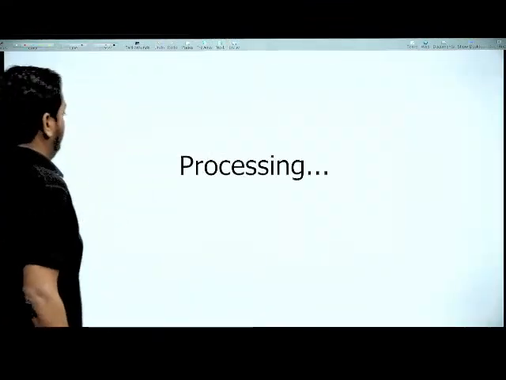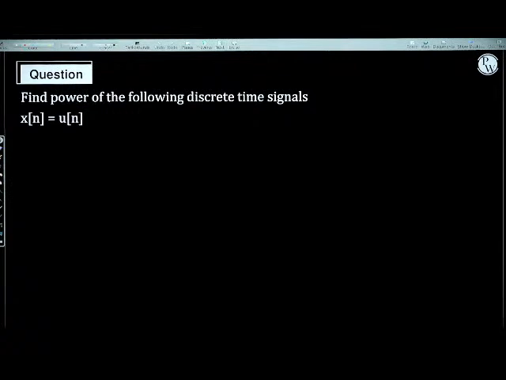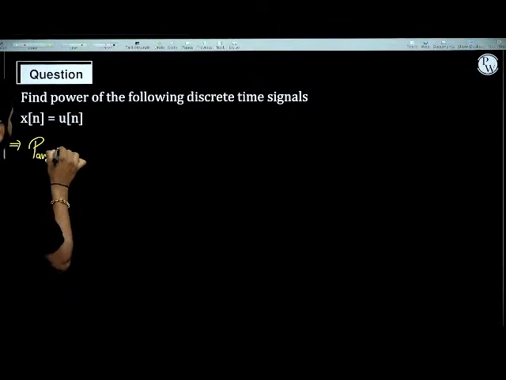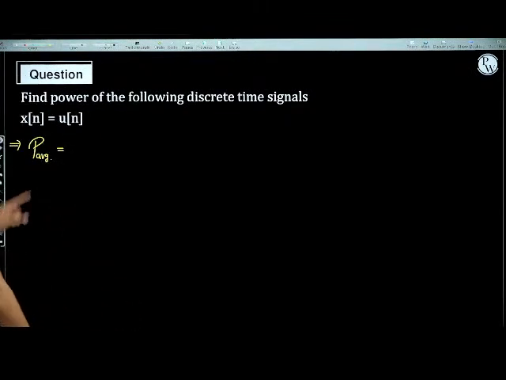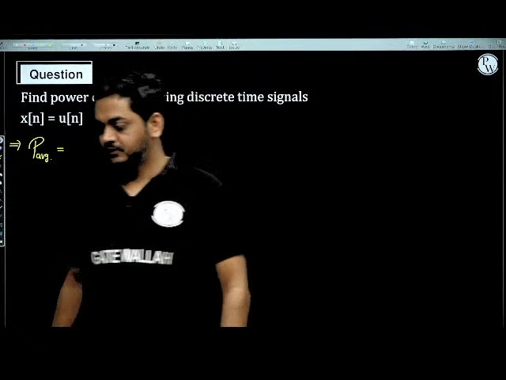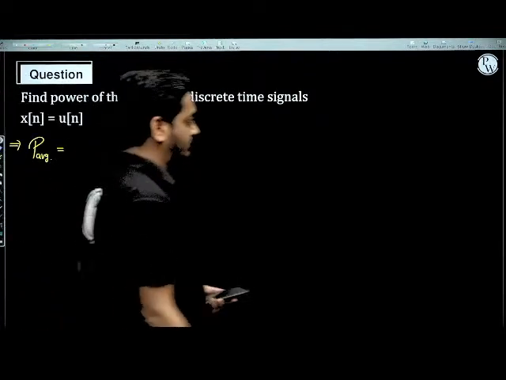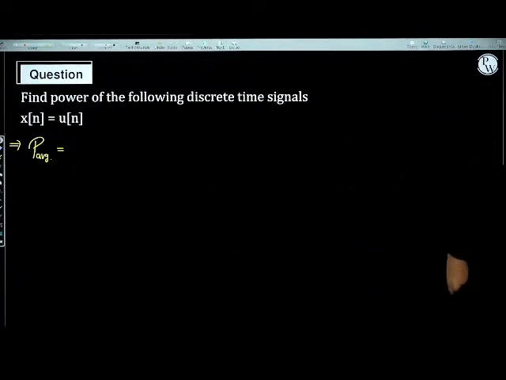Question number 1. Find the power of the following discrete time signals. Number 1 is u of n, the discrete step sequence. So calculate the average power. What is the energy? Already we discussed, the energy of the step function is infinite. Now we want to calculate the power.